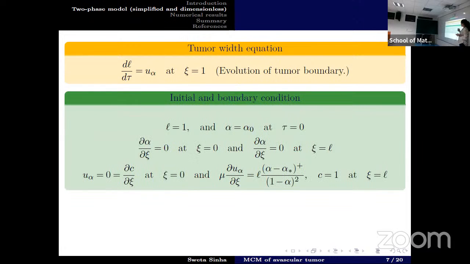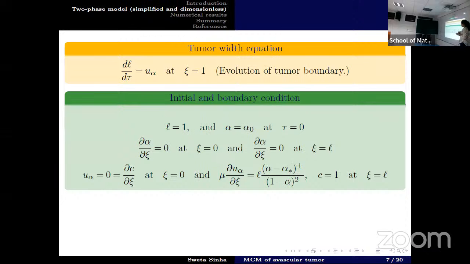So we have taken L. We have fixed L is equal to 1. Earlier it was a moving boundary, but we have fixed it by the change of variable, L is equal to 1. Then initially we have defined alpha is equal to alpha at tau is equal to 0. Then at the boundary we have defined alpha is equal to the boundary condition for alpha.